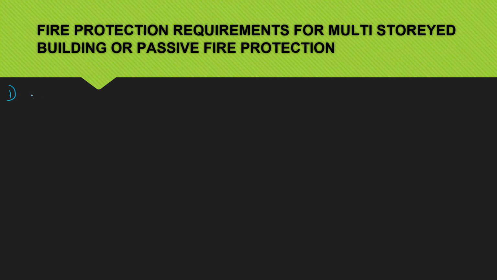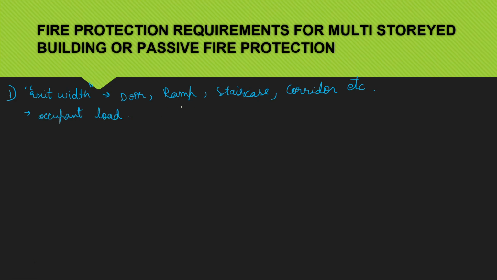First in passive fire protection is calculation of exit width. These exit widths are calculated for doors, ramps, staircases, and corridors. For calculating exit width, first we need to calculate the number of occupants, which gives us the occupant load. So make a note of this table. This is an important table as per the numerical part. Questions can be asked from this table.